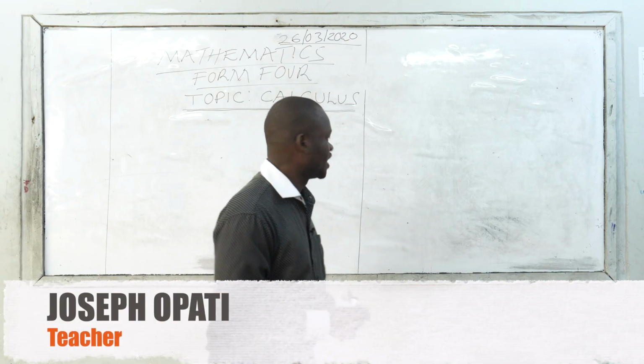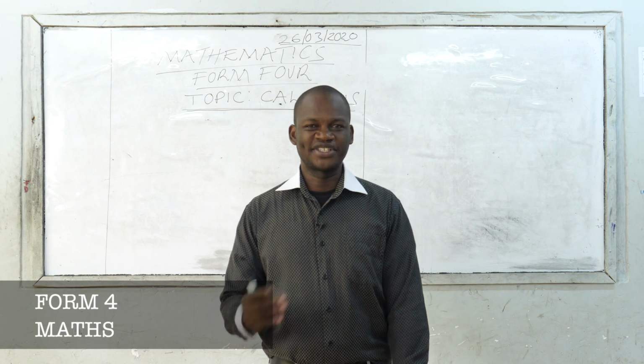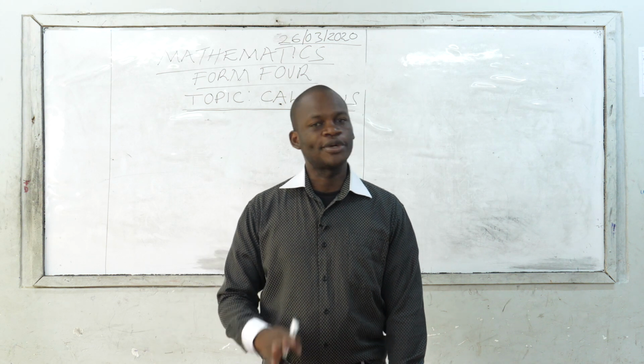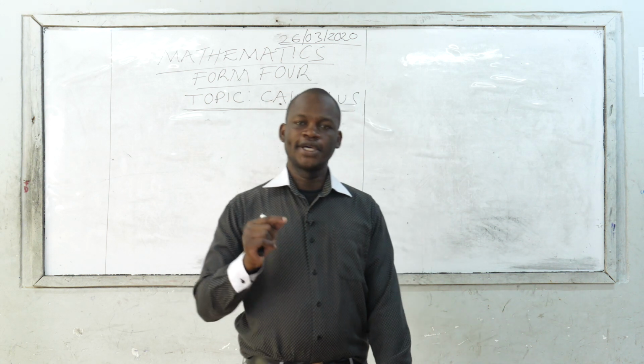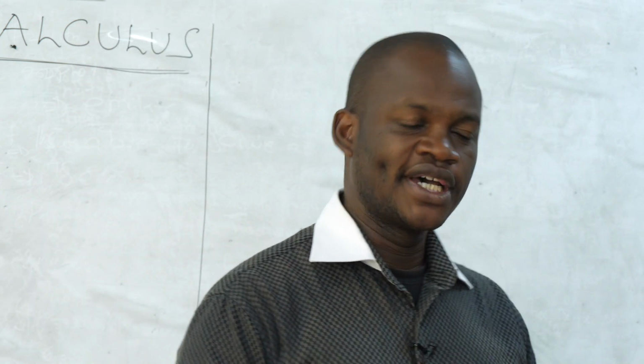Before I introduce that, there's something you need to know. Most Form 4 topics are basically revision. They either pick from a Form 1, Form 2, or Form 3 topic. For example, the first Form 4 topic is called matrices and transformation. Transformation is covered in Form 2, where we have translation, reflection, rotation and enlargement. Matrices is covered in Form 3 during second term. In Form 4 we combine the two to have matrices and transformation.